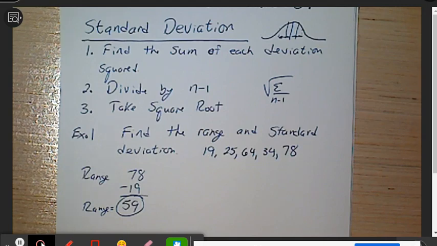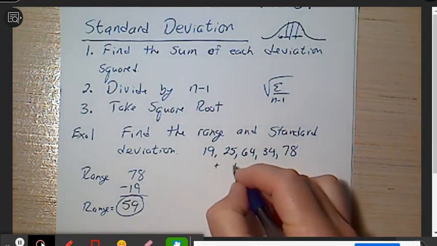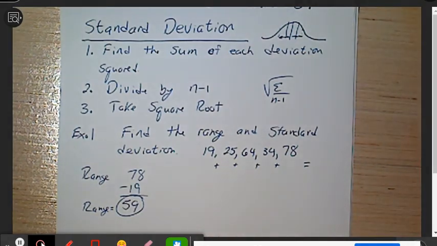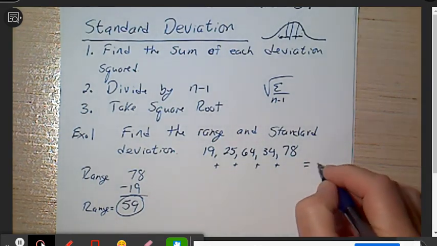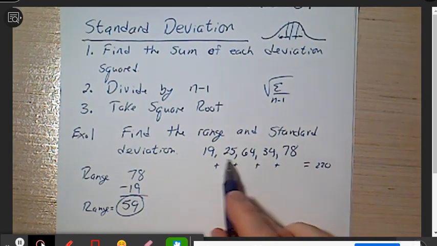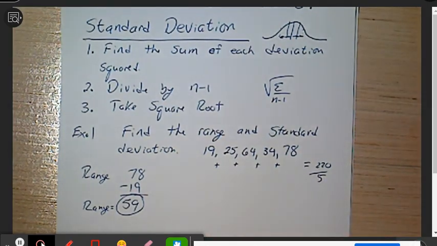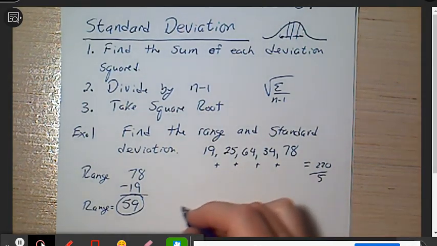Okay, to find the mean, add all these numbers together. Let's see what we get here. That is 220. We've got 1, 2, 3, 4, 5 numbers. So 220 divided by 5 should be 44 for the mean.